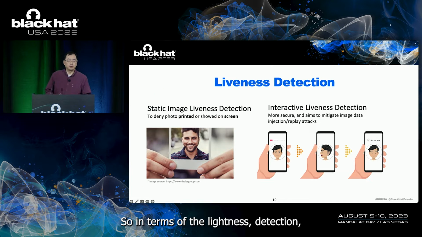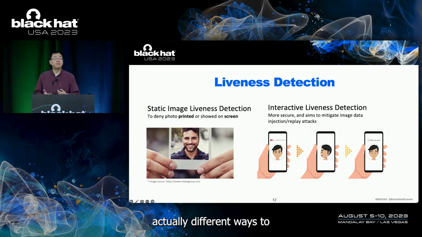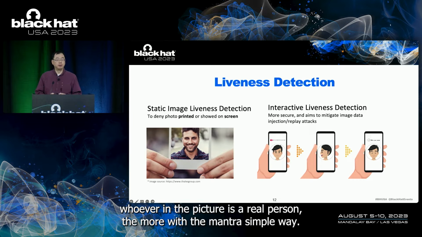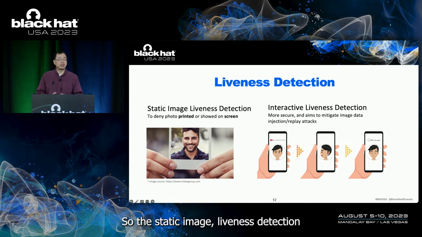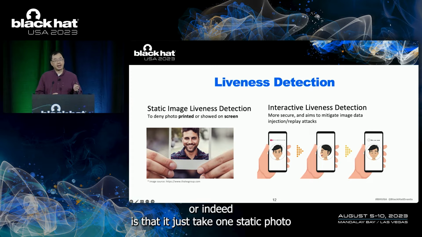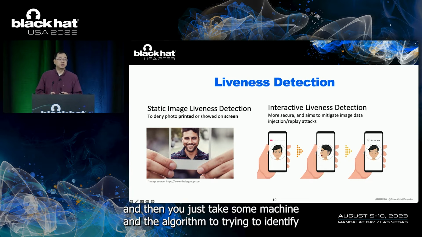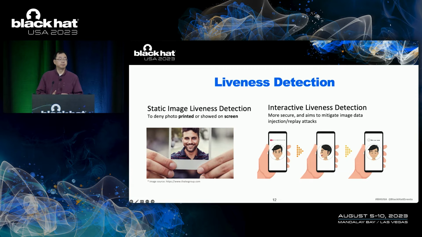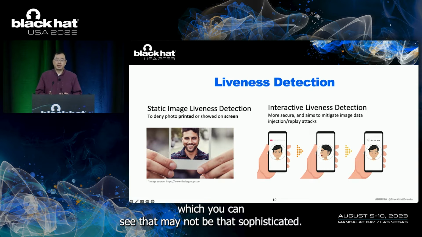In terms of liveness detection, there are actually different ways to conduct it to make sure that whoever is in the picture is a real person. The more rudimentary, simple way is the so-called static image liveness detection. All it does is take one static photo and use some machine learning algorithm to try to identify whether it is a photo taken from a print or a display screen, which you can see may not be that sophisticated.